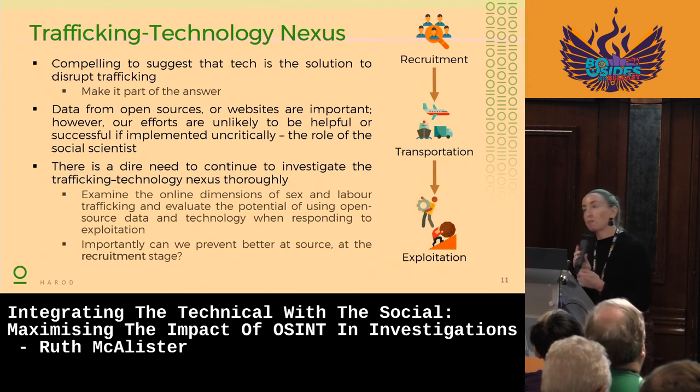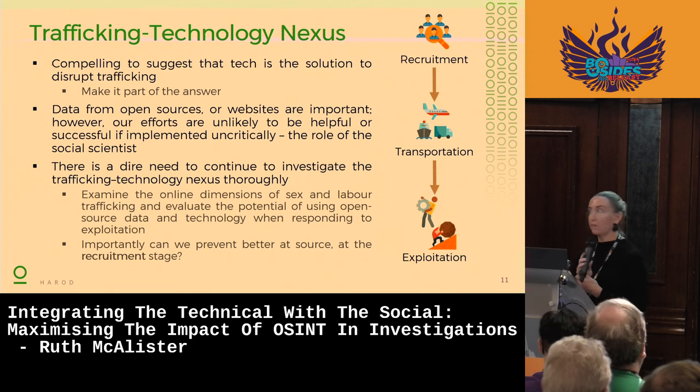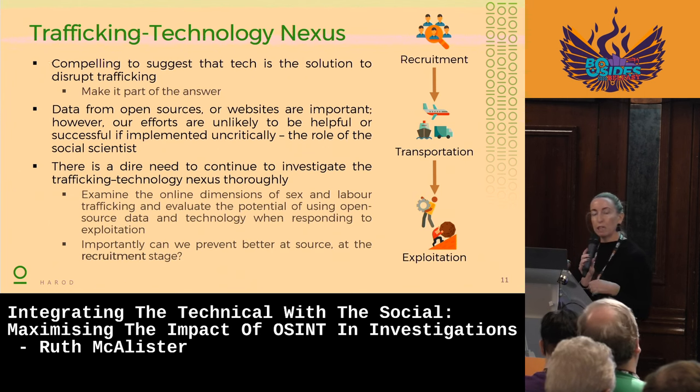So therefore, it's really compelling to suggest that because technology has increased trafficking, therefore let's use technology to combat it. I would say let's make it part of the answer. And let's obviously work much better together. Data from open sources or websites is really, really important, but we have to really be quite critical around how we interpret this data, interpret this information.